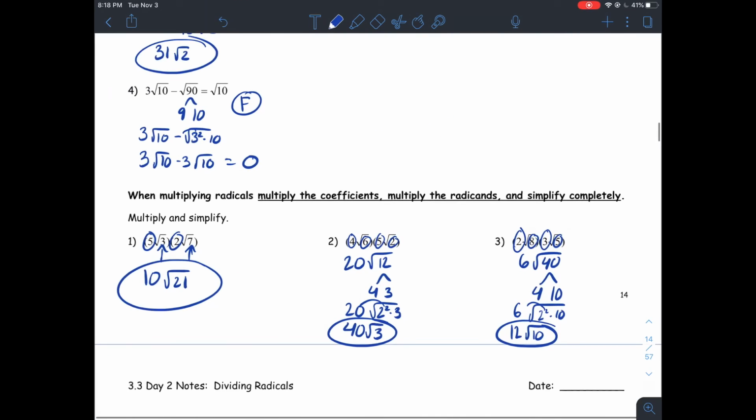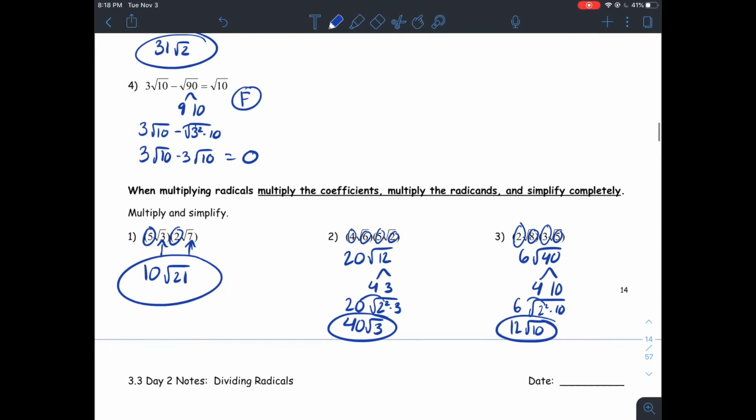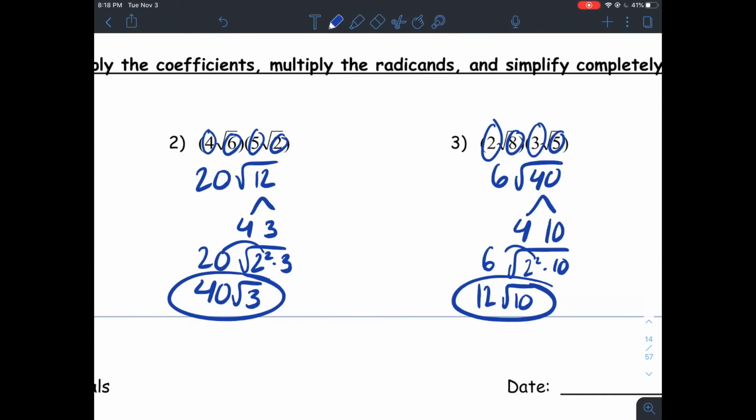So to reiterate, all you do is multiply the coefficients, multiply the things inside of the radical, and then you see if you can simplify the radical further. So remember in 1, we weren't able to simplify the radical further, but here we could. We were able to break down the 12, break down the 40.